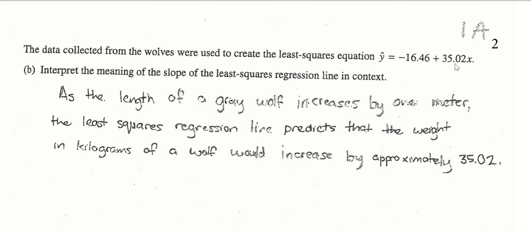So what is your y-axis? Your y-axis is the weight of the wolf, and these are all approximations. So again, another good squishy word is approximate, or about, or on average, it's going up by 35 kilograms for each additional 1 meter in length that the length of the animal is increasing.